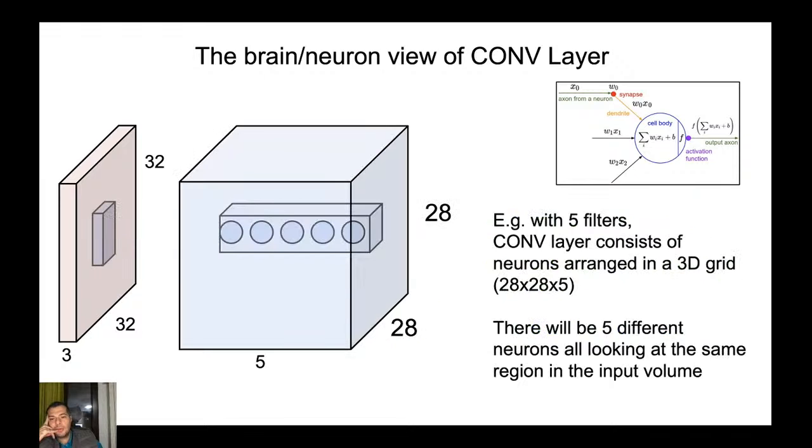Okay, and in every location we have different filters. So each filter is a different neuron. It's just assuming that the neurons are arranged in this three-dimensional grid. Okay, so yeah, this is the correspondence between fully connected layers and convolutional layers.